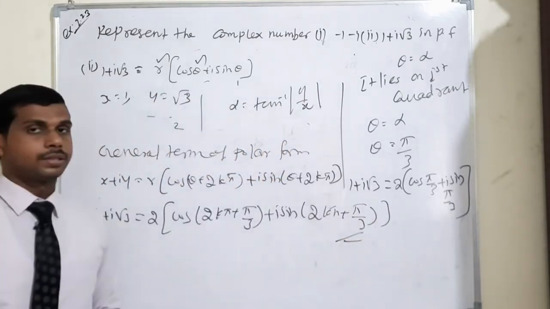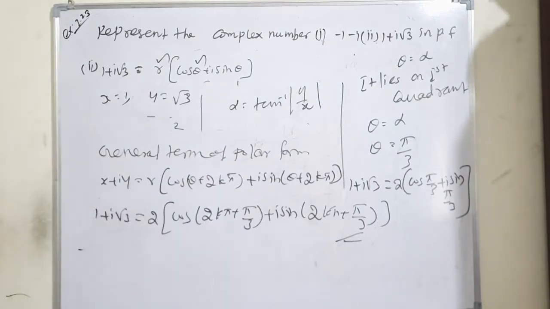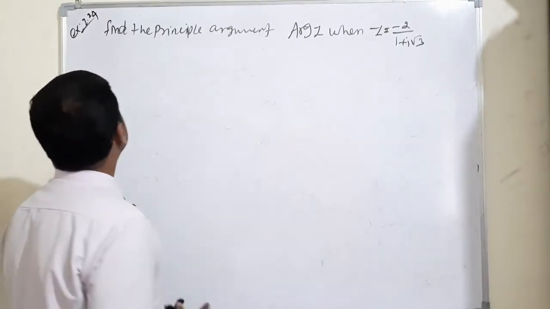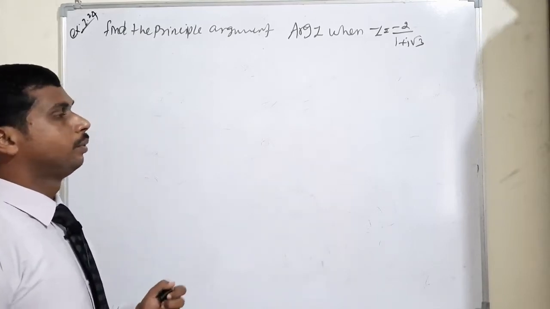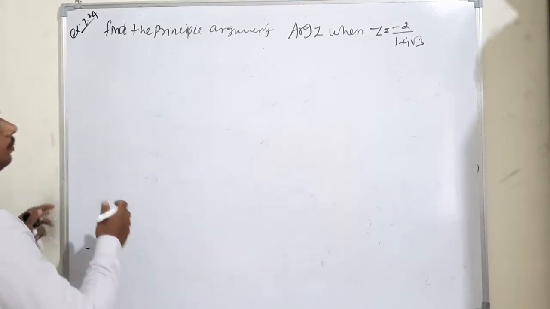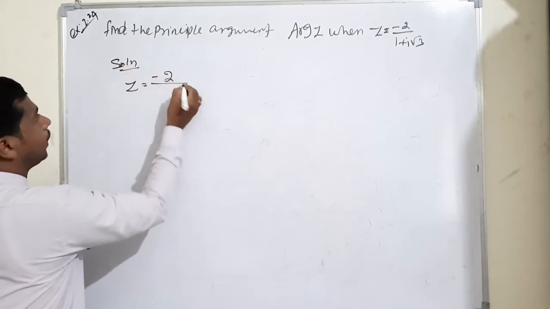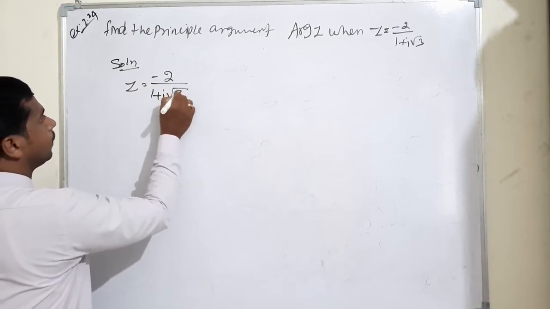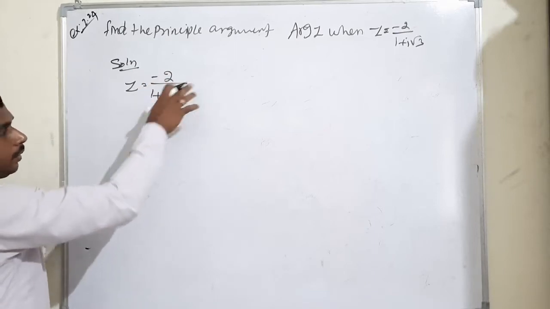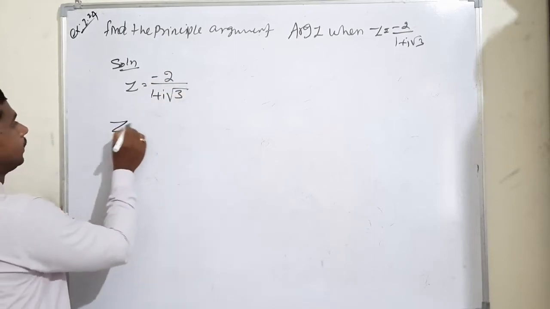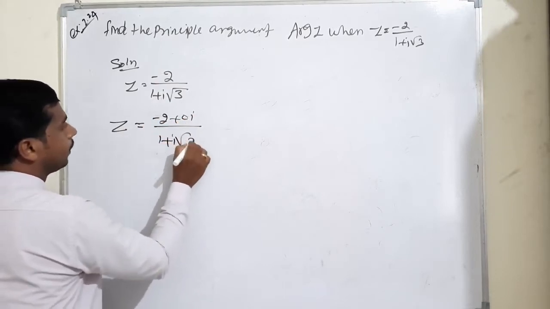Okay. I hope you understand. I will continue with the next example 2.24. What is the question? Find the principal argument. Okay, one of the important three-mark questions. Given condition, solution: z is equal to minus 2 divided by 1 plus i root 3. In the numerator there is only a real part, nothing imaginary, so you have to add 0i. So z is equal to minus 2 plus 0i divided by 1 plus i root 3.